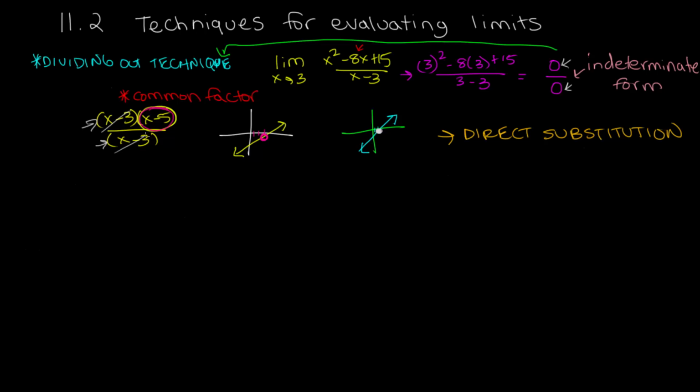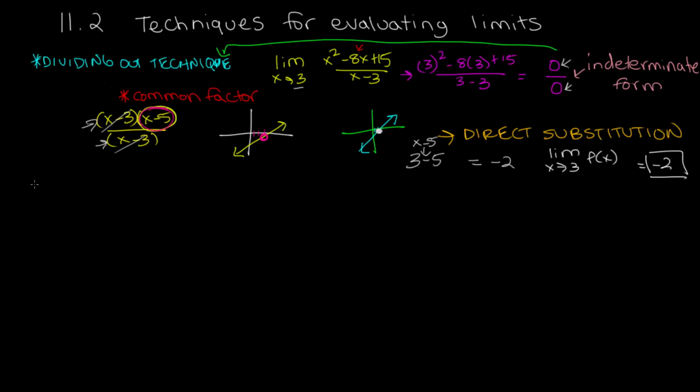So if we plug in x, we're trying to find the limit of 3. If you plug in 3 minus 5, because it's x minus 5, 3 minus 5 is equal to negative 2. So we can evaluate the limit now. We're getting a value that is not the indeterminate form. So the limit as x approaches 3 of, let's call this f of x, is going to be equal to negative 2. Alright, so that's our first method for evaluating the limit.